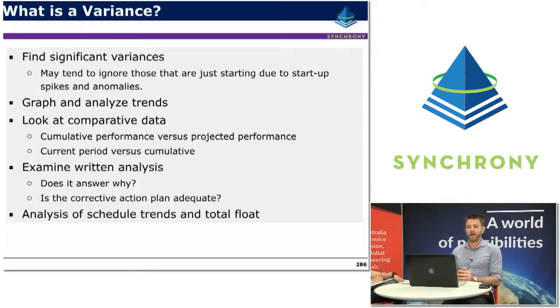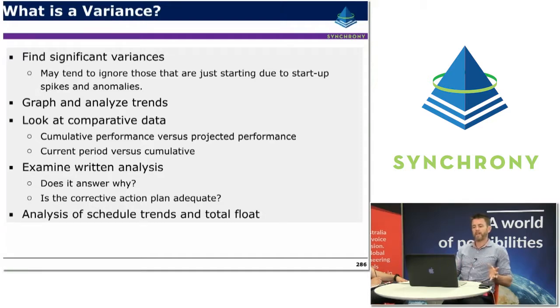And it's about examining written analysis as well. When we do identify a variance or a performance problem or something that's going particularly well, it's really important to understand why. What is the root cause that's happening there? And what are we actually going to do about it? Is corrective action required? And what are those steps that we're taking? To be in the habit of systematically analysing that and asking those questions and documenting it is a really healthy process for the project.